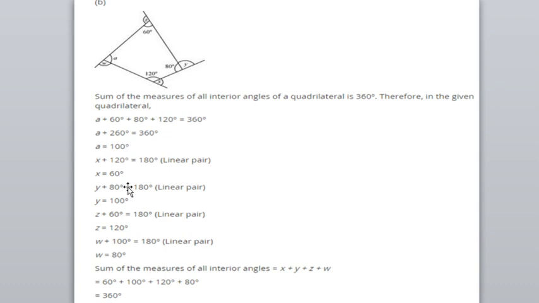So now we got all four exterior angles. Now we can find out the value of X plus Y plus Z plus W. So that is the sum of the measures of all exterior angles, sorry, here it is given interior, you write here exterior. Exterior angle sum equals X plus Y plus Z plus W equals 60 degree plus 100 degree plus 120 degree plus 80 degree, which equals 360 degree.